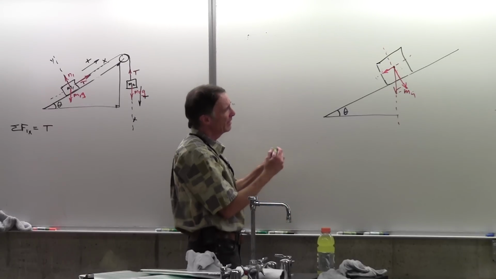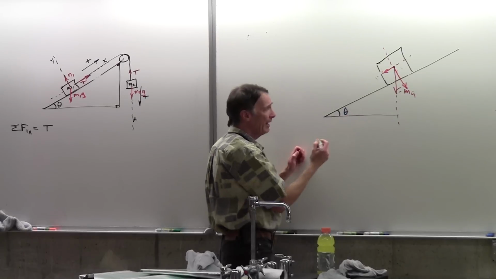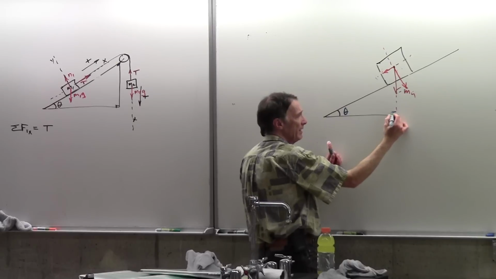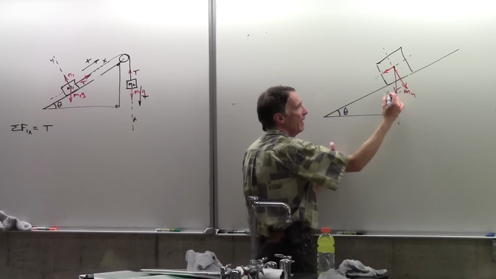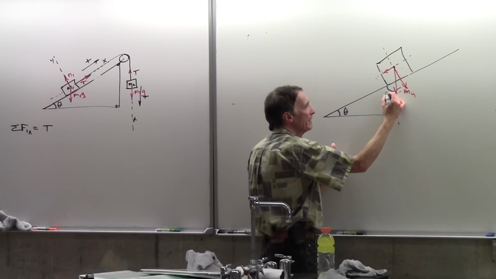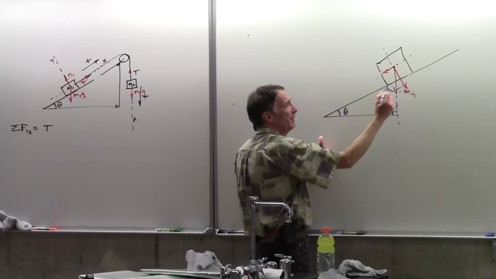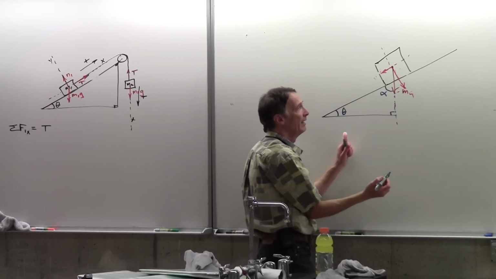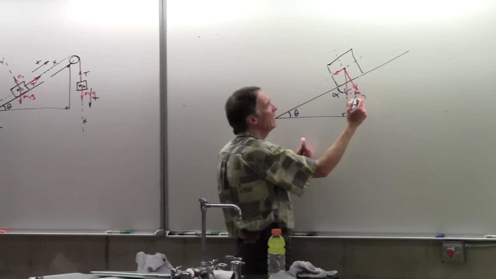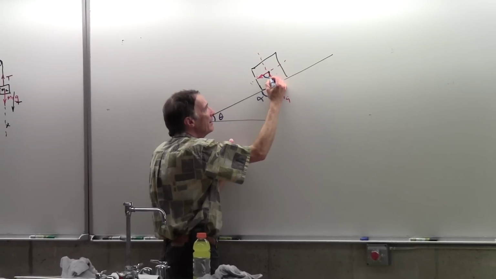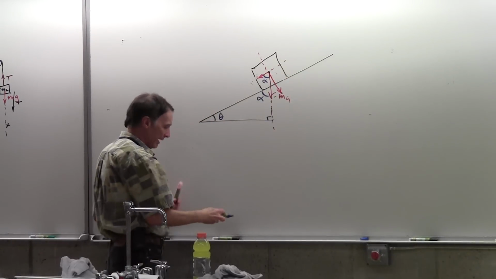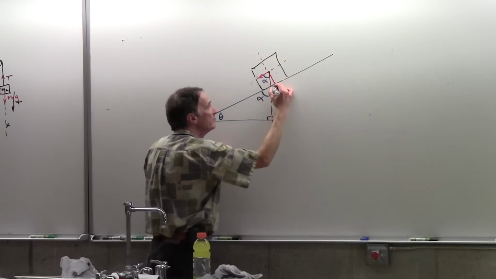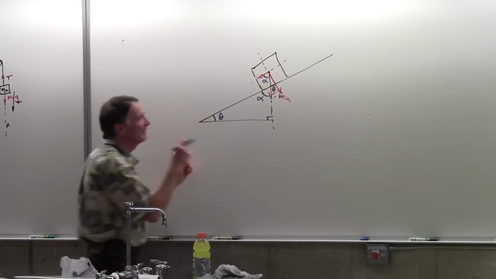Now, as for these angles, if this is theta, you can look at this as a right triangle here. This is going to be, let's say, alpha. And these are going to be complements of one another. That is, they add up to 90 degrees, since this is already 90. That should be the same as this angle. And so what I would contend is that this angle is going to be theta.